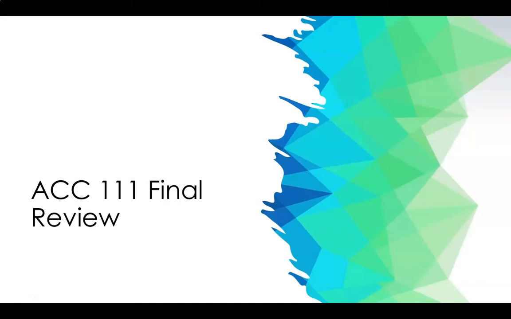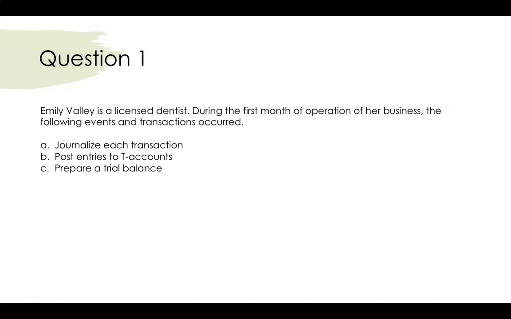Let's work through the Accounting 111 final exam review. So this first question that we're going to work through, we're going to journalize some transactions, post those entries into T accounts, and then we will prepare a trial balance. So this says Emily Valley is a licensed dentist. During the first month of operation of her business, the following events and transactions occurred.